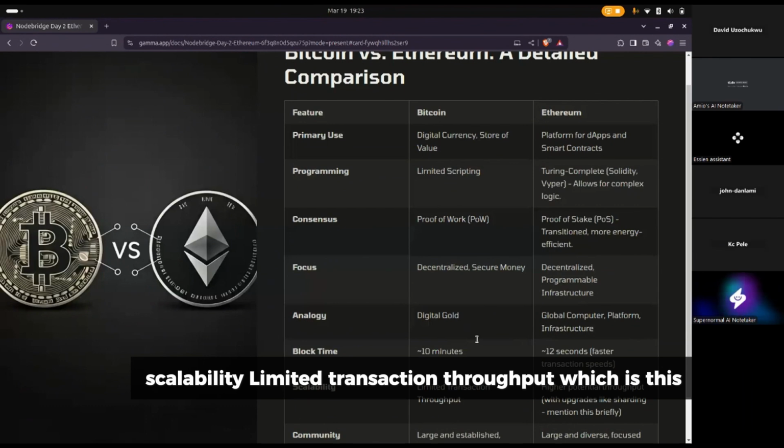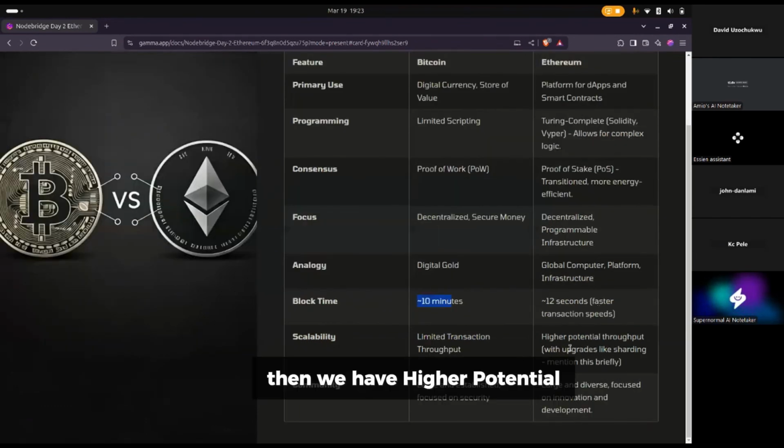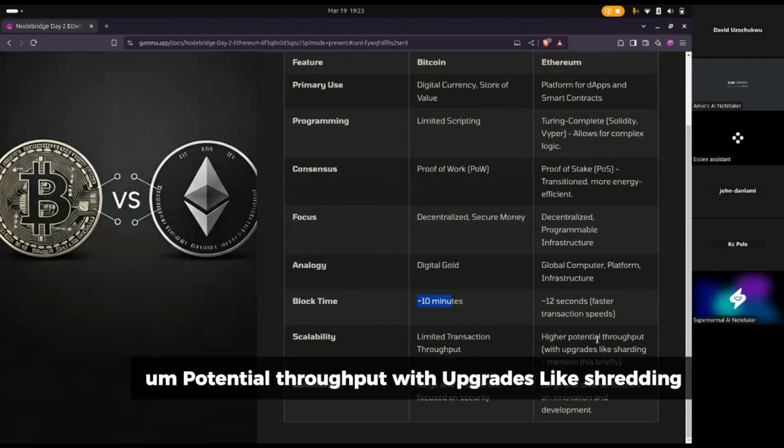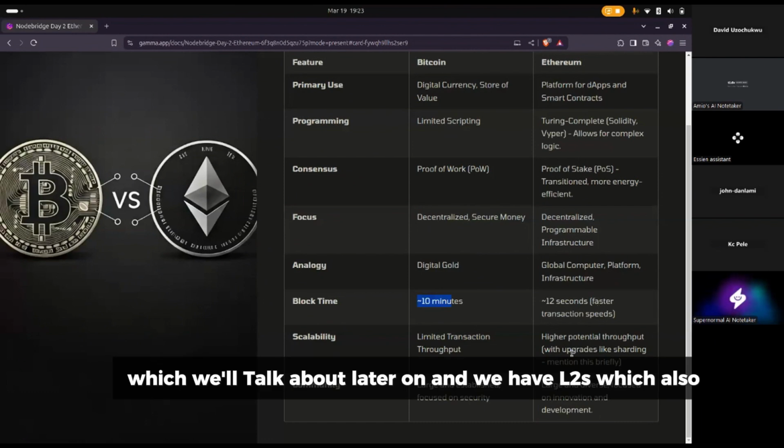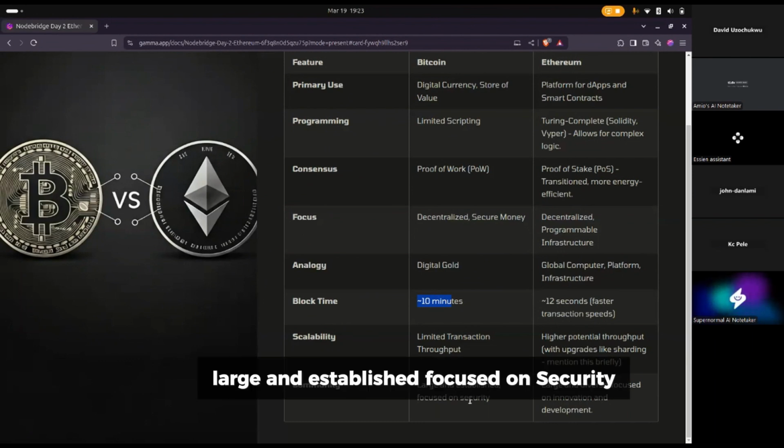Scalability: limited transaction throughput, which is this. The speed is slow. Then we have higher potential throughput with upgrades like sharding, which we'll talk about later on. And we have L2s, which also made it way faster. Then we have community: large and established, focused on security.